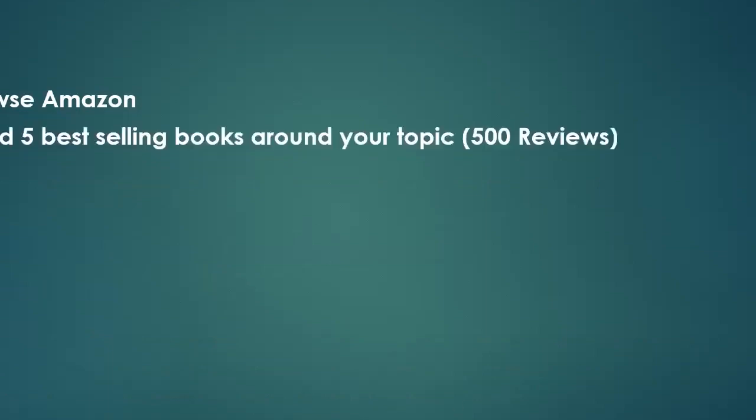So browse Amazon. You need to research around these topics, and for that, read 5 best-selling books around your topic. Now you found your book, 500 reviews, whatever book. When the 5 books you research have 500 reviews plus, that means a very popular book, get it. Download those 5 books, go through those books.